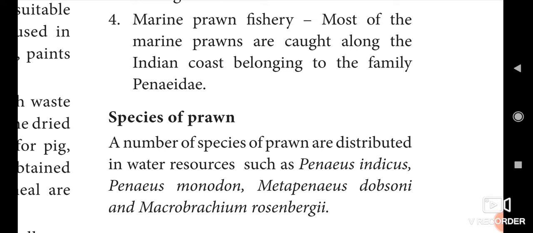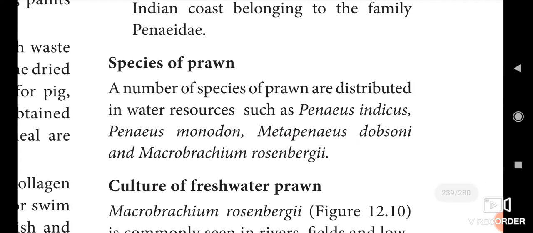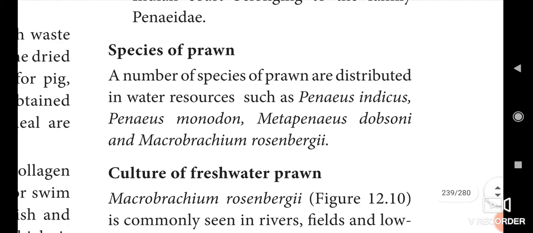Here a number of species of prawns are distributed in water resources such as Penaeus indicus, Penaeus monodon, Metapenaeus dobsoni and Macrobrachium rosenbergii. Okay, these are the species of prawns that we cultivate in this area. So what are they? Penaeus indicus, Penaeus monodon, Metapenaeus dobsoni and Macrobrachium rosenbergii. These are the species of prawn.